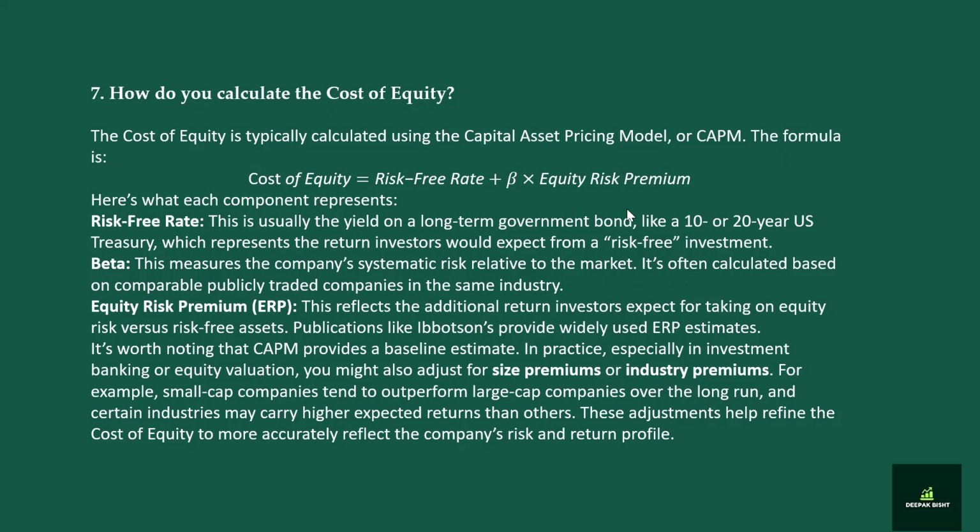So this is the simple formula for capital asset pricing model. You have the risk-free rate, government risk. If this is 10, beta is 1, and equity risk premium is 5. So 10 plus 1 into 5 is 15%. So cost of capital equity will be 15%.